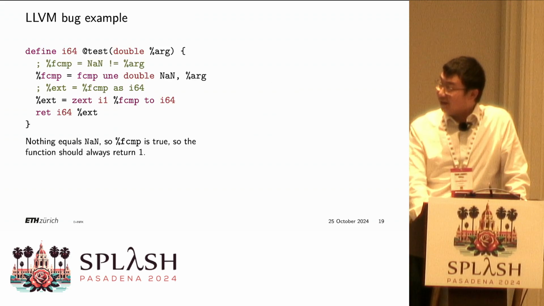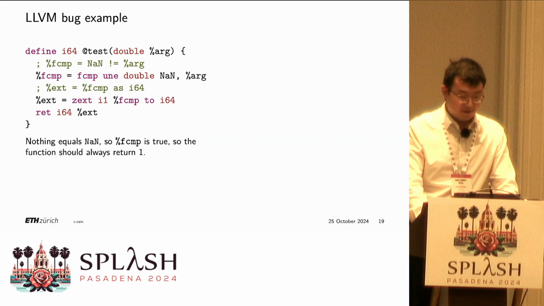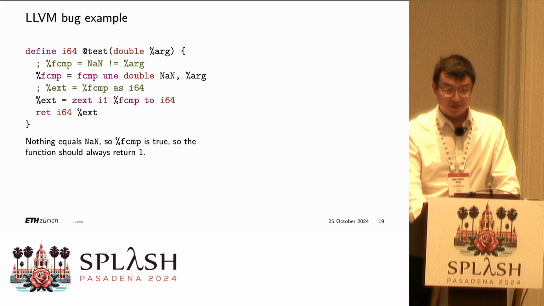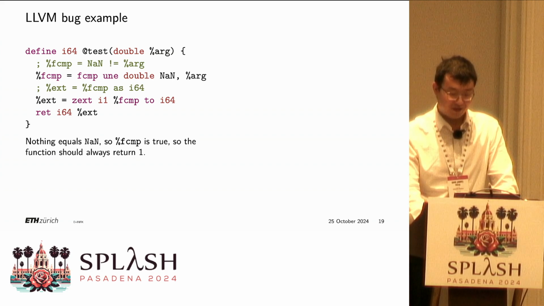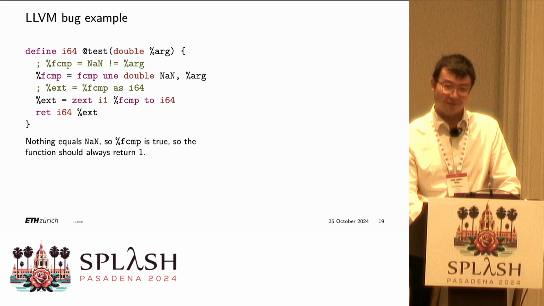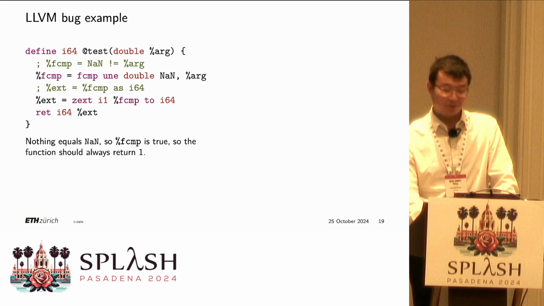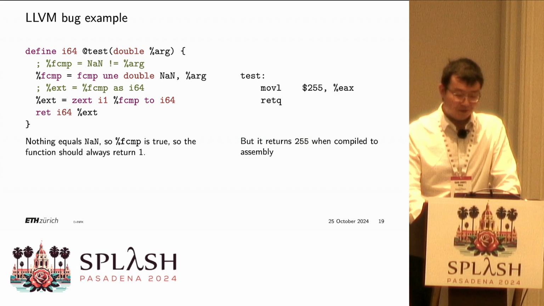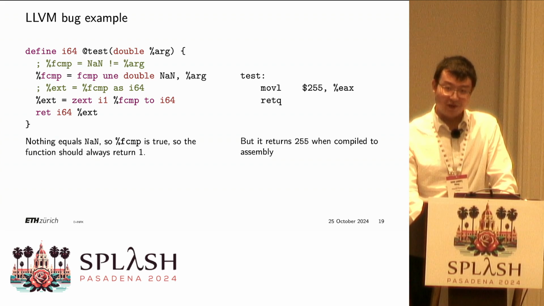I'll give you an example of a bug we found in LLVM. So this function checks if something is not equal to the NaN value of double precision floating points. By the standard, NaN does not equal anything, so this comparison should always be true. When cast to an integer, it should always be 1. But when compiled to x86, it returns 255, which is not even a valid bit pattern for Booleans in LLVM.